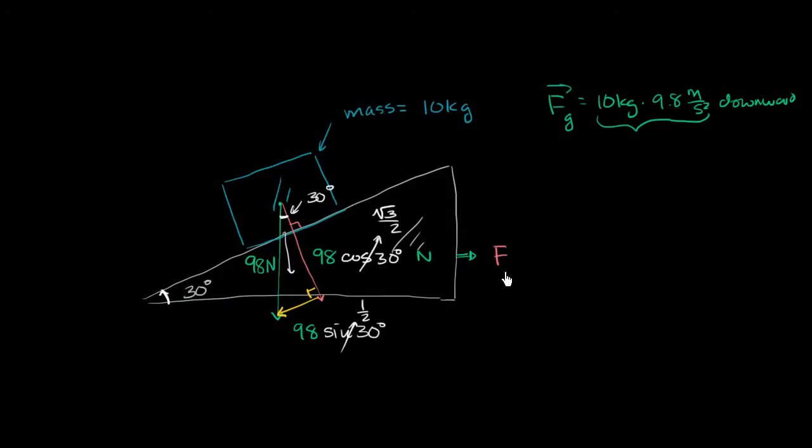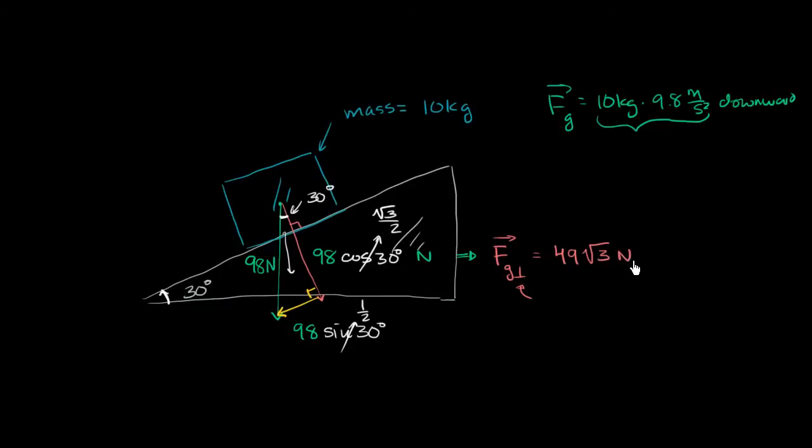The component of gravity that is perpendicular to the plane, and this kind of implicitly gives us this direction. It's perpendicular to the plane. But the force component of gravity that's perpendicular to the plane is equal to 98 times square root of 3 over 2. 98 divided by 2 is 49. So it's equal to 49 times the square root of 3 newtons.